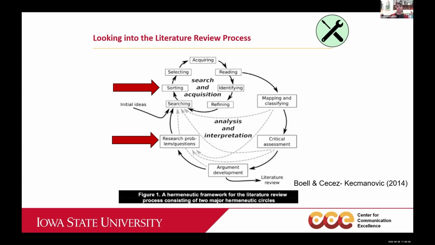And then the larger hermeneutic circle comes out from reading. You start mapping and classifying. This is where the literature reviewer begins to isolate their own ideas about the topic and connect them with the ideas that are presented in the literature. That leads into critical assessment.